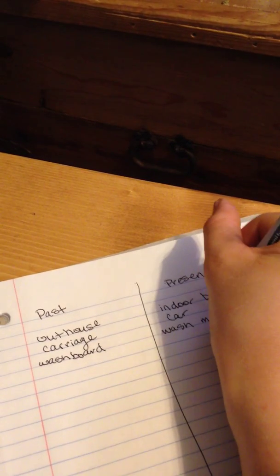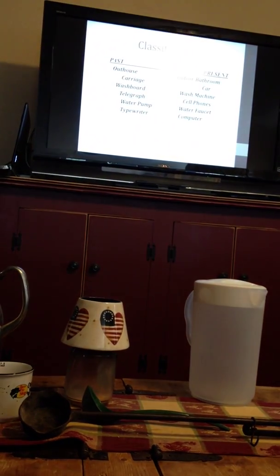Which one do you guys prefer to use, the washboard or the wash machine? Wash machine. Why? It's much faster. And I don't have to do any work. No, you just throw your clothes in there and it does the work for you.